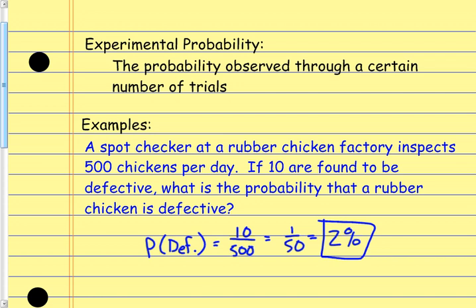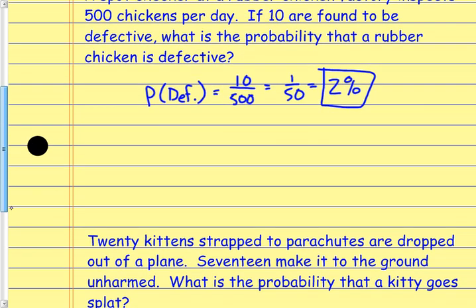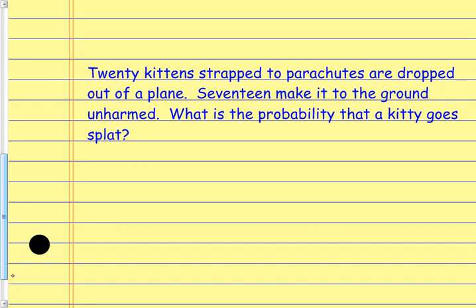Okay? If I look at something like this, 20 kittens are strapped to parachutes and dropped out of a plane. 17 make it to the ground unharmed. And I want to know what is the probability that a kitty goes splat. Okay, so here we go. The probability that we're going to get a little bit of a splat. It's a good thing we're testing these parachutes before we give them to human beings. That's all I'm saying.